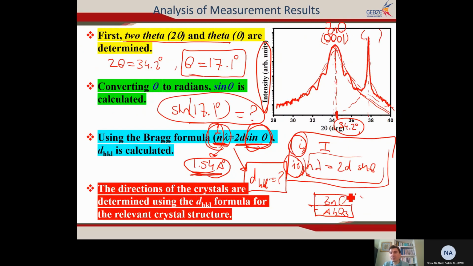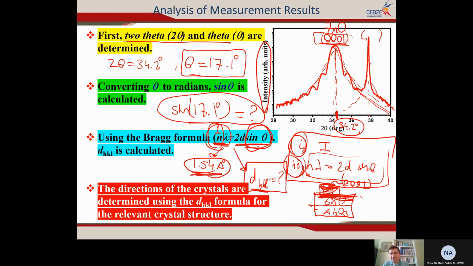And what is the meaning of that? This information tells you that once you have calculated the Miller indices and know the surface of the zinc oxide, then you can tell that the zinc oxide is grown on sapphire with this type of behavior. So the 001 surfaces are parallel to the surface of the thin film. So you can get this information.